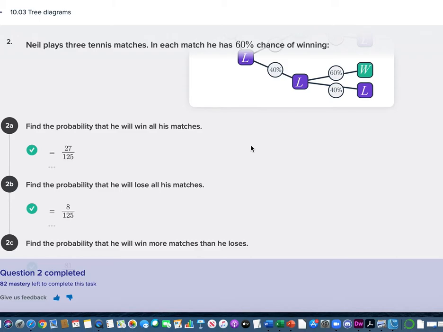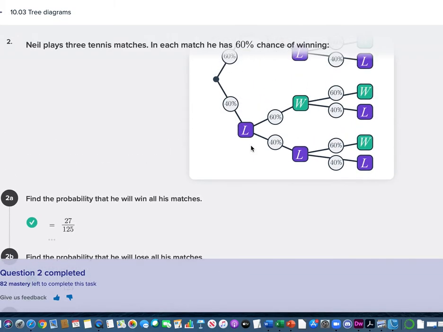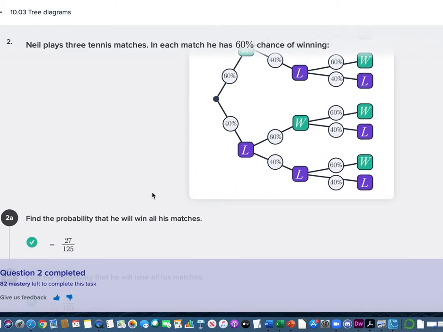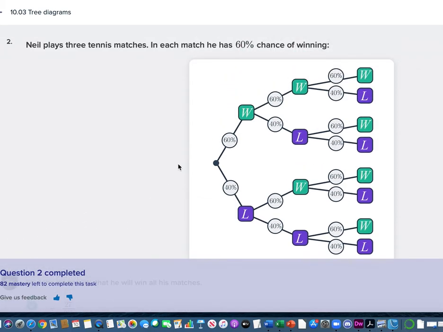If we look at C, find the probability that he will win more matches than he loses. Alright, so if he wins more matches than he loses, then we look at all the branches where he wins 2 out of the 3 games, or all 3. So we've got all 3, and we already know the first one is 27 over 125. We know that there's win, win, and then a loss here, so that means he wins 2 out of these 3 matches. So anywhere that has 2 wins and a loss, they're the branches that we want to add together.